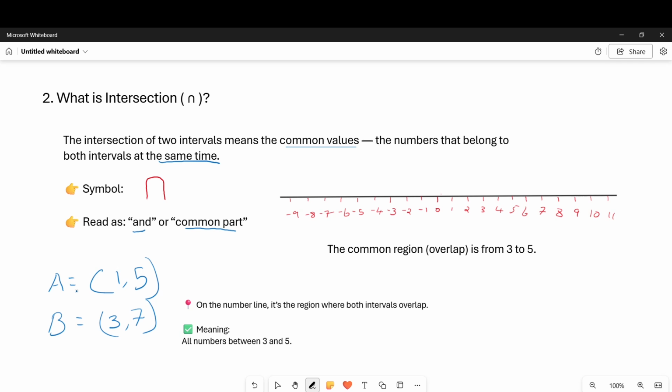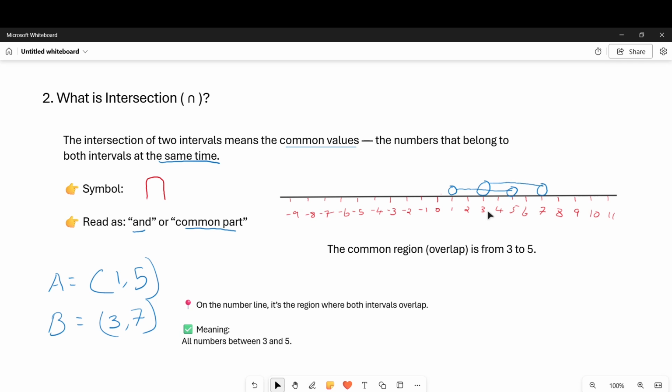So the first interval A is (1, 5), both excluded. The second interval is (3, 7), both excluded. So let's write this on the number line. First is 1 and 5, an open interval at 1 and an open interval at 5. Next is an open interval at 3 and an open interval at 7. So we are connecting these two here.